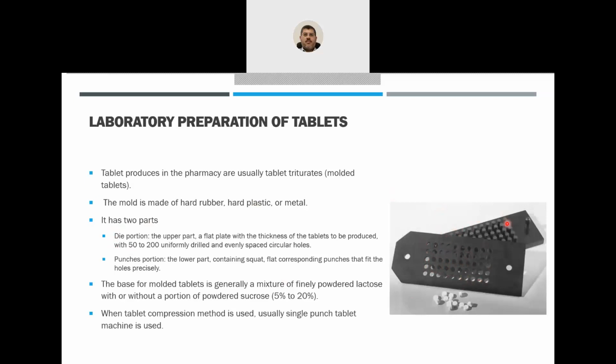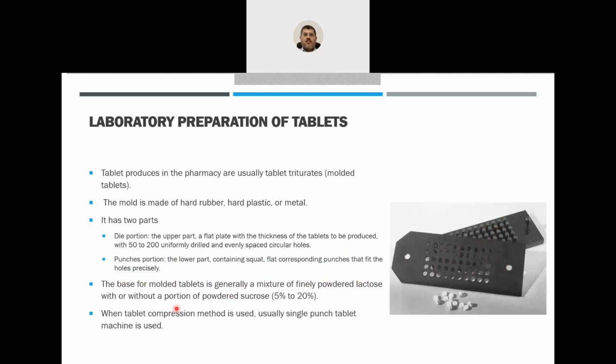And there will be the punches portion. So we don't have upper and lower punch here, so no compression. We just have a punch whose function is just the ejection of the tablet. So there is a lower punch whose function is just to eject the tablets. This is the lower part containing squat, flat corresponding punches that fit the holes precisely. The size of the punch fits the holes precisely, just enough to enter into the holes. So once you push down the die section, then the tablets will be ejected.